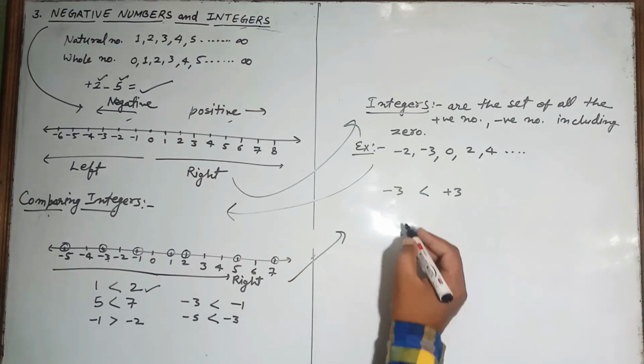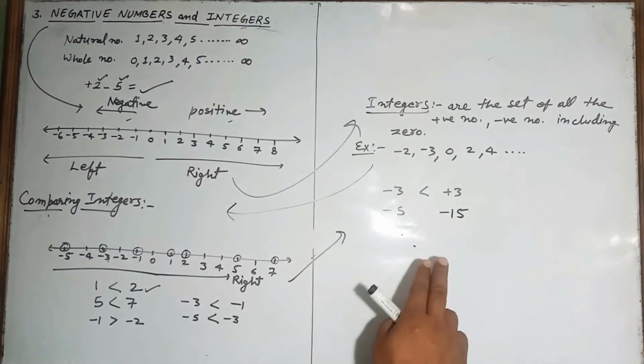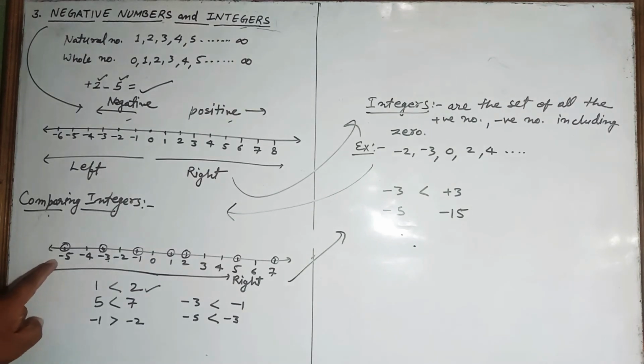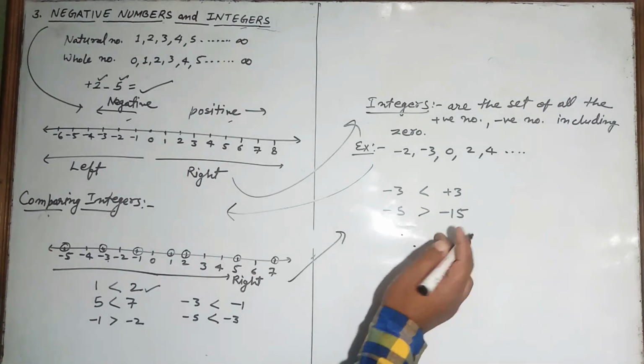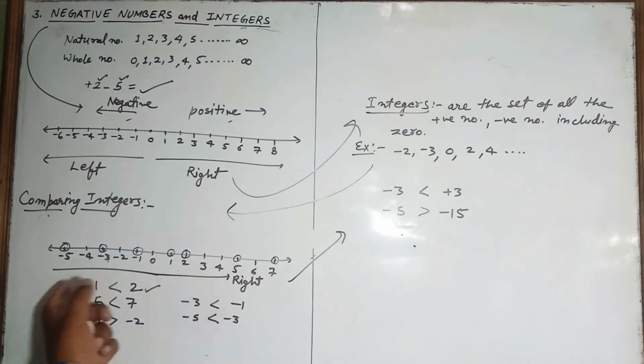If I ask -5 and -15, which number will be greater? Now here you can see -5 is here, -15 will be somewhere on this side. So which number will come at the extreme right side? That will be -5. So -5 will be greater than -15. Or we can say the opposite of this will be there.